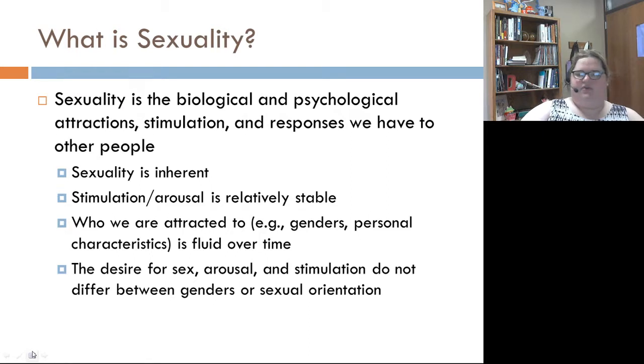Who we're attracted to, such as the genders of the people we're attracted to, and the personal characteristics of the people we're attracted to, is fluid over time. Now, what does that mean? What does the fluidity of sexuality mean? What does it not mean?